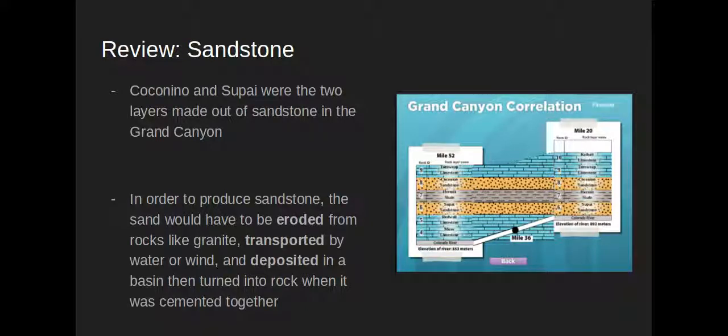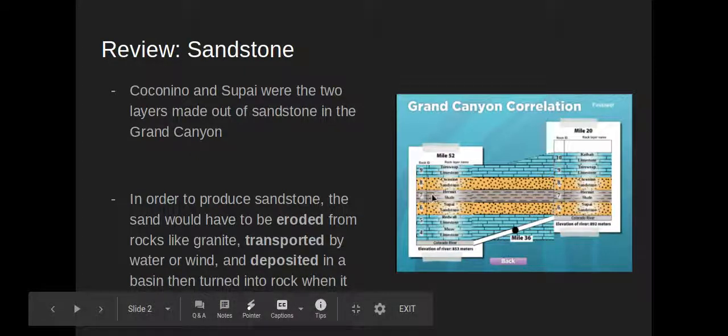Looking at our Grand Canyon correlation map, which we've worked with a couple of times now, we know that the two sandstone layers are Coconino and Supai. And you can see them right here with the orange and black speckles. Those are the two sandstone ones. Our blue squares are limestone, and our gray squares are shale. Okay, so looking at this, we know that sandstone was something that we found at the Grand Canyon.